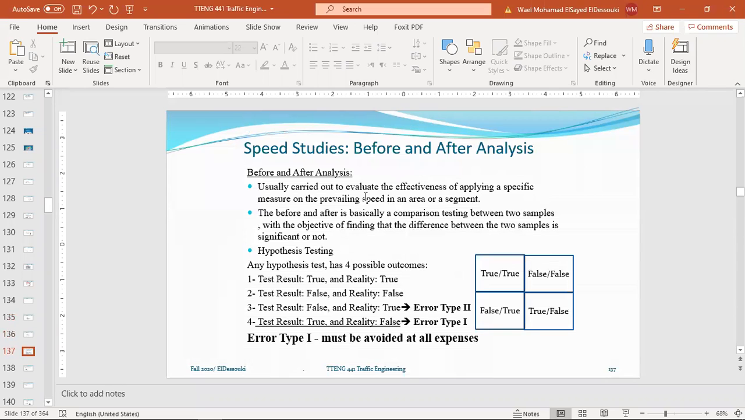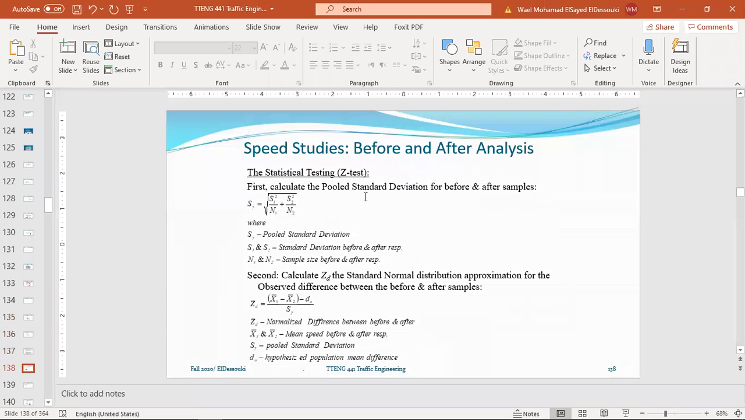Then there is another test that we can do for speed studies, which is the before and after analysis. That's where we compare two studies together, okay? So we conduct the z-test. I think we have discussed this before, but we are not going to elaborate on this more today.